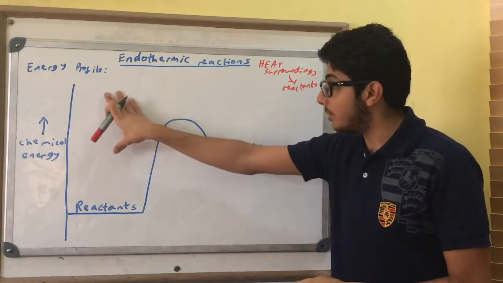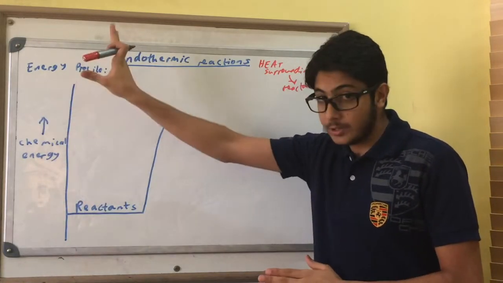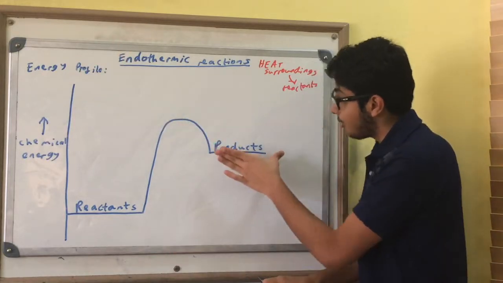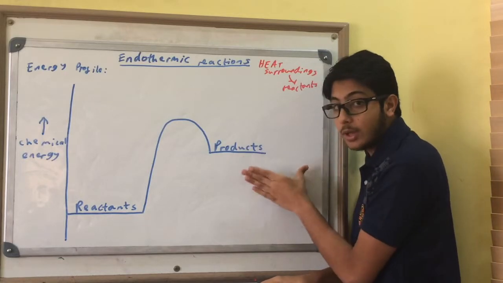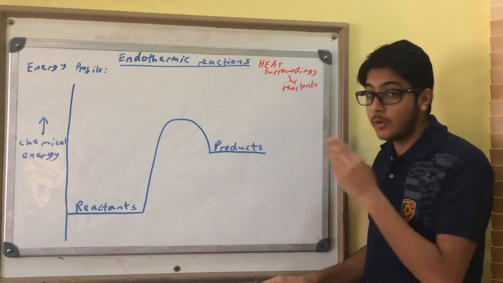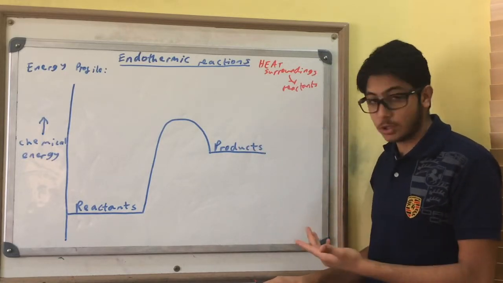Here we have an energy profile. As we go up, chemical energy increases, and as you can see, the products are higher than the reactants. The products have more chemical energy than the reactants, and that's how you know it's an endothermic reaction.